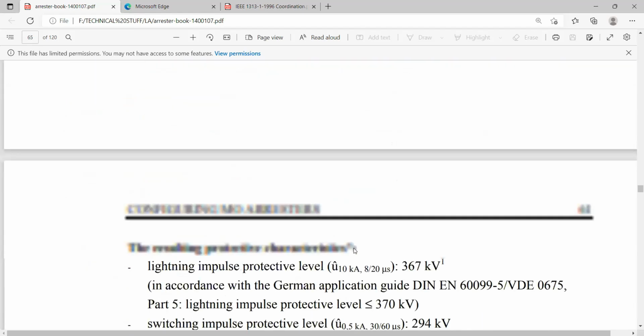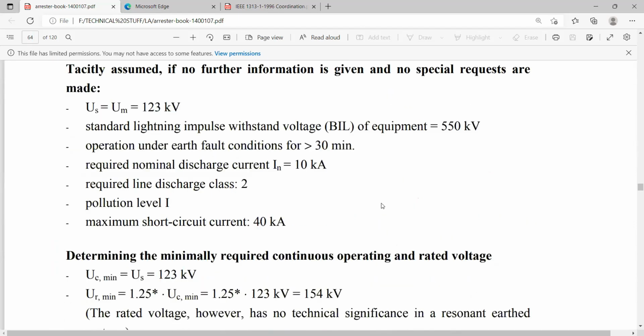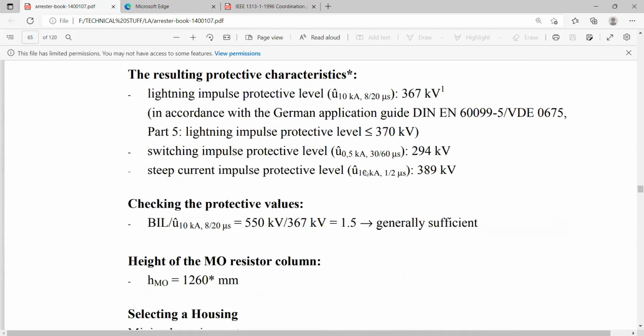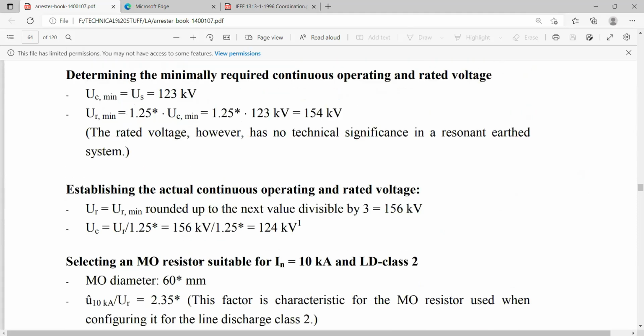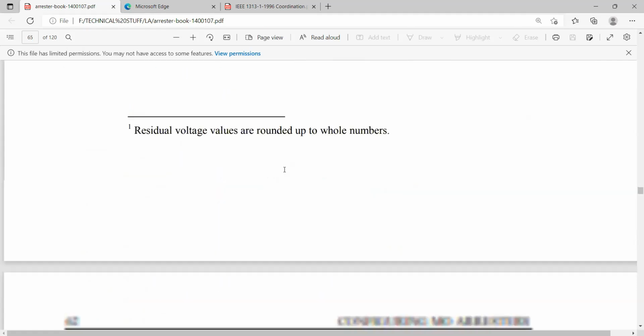If you see one more example here, this is for a 110 kV system. At fault conditions, obviously it will change. So here it is 367 kV. So the margin is 1.5, which is also generally sufficient. So we are checking the protective level of my lightning arrestor and deriving it, selecting this metal oxide, and also calculating the continuous operating and rated voltages. This is the way of doing it.